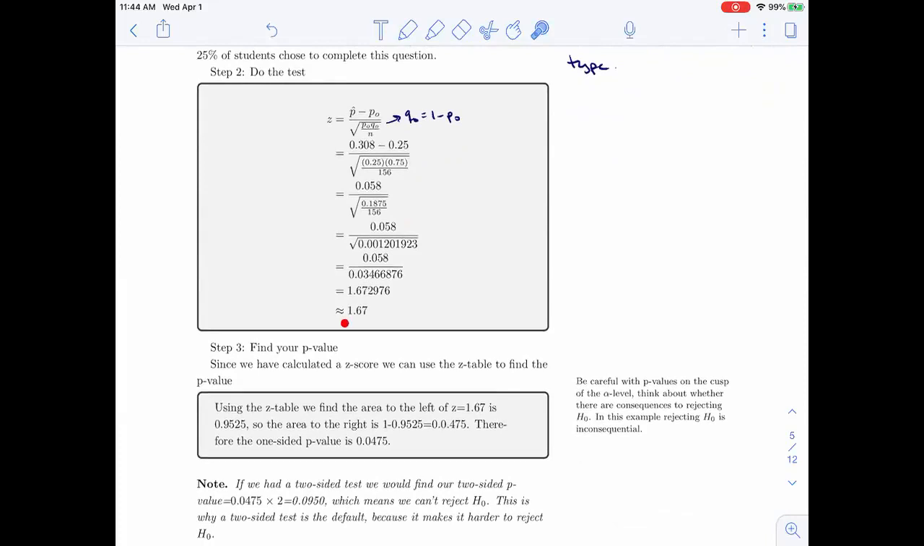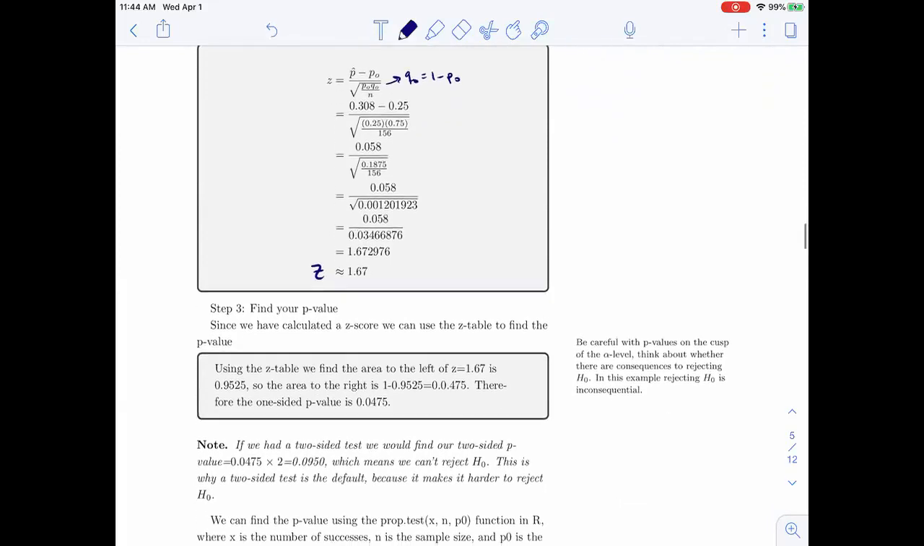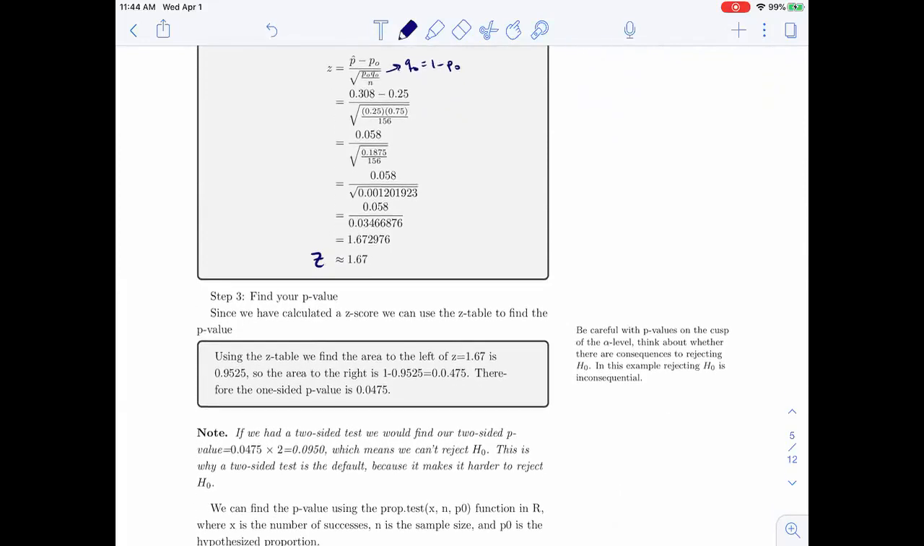So we end up at a Z. Remember, this is a Z. Z goes to 2 decimal places because we have to match the Z table, unlike the t table where we use 3 decimal places. So Z, 2 decimal places, 1.67. This is not beyond 2. Remember, we still use 2 as kind of a guideline. We suspect that we're not going to be able to reject the null hypothesis.